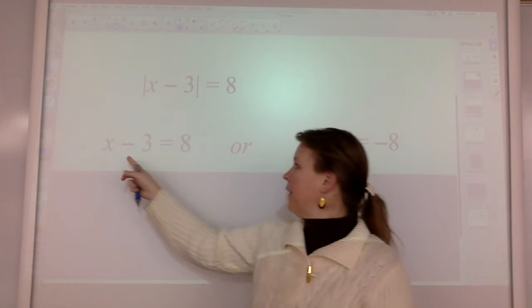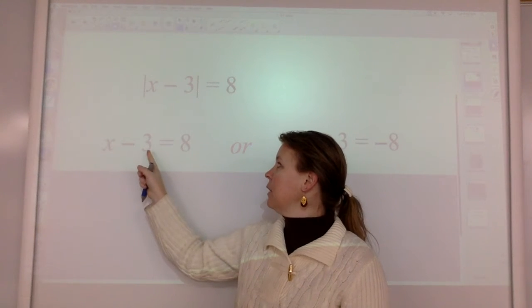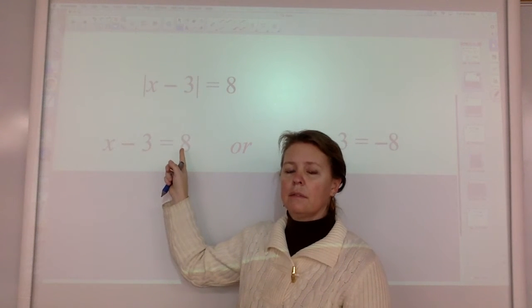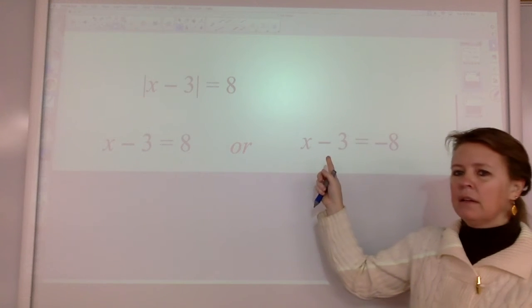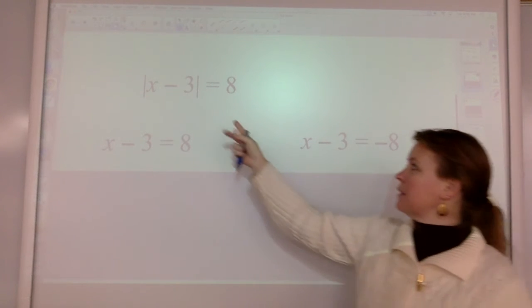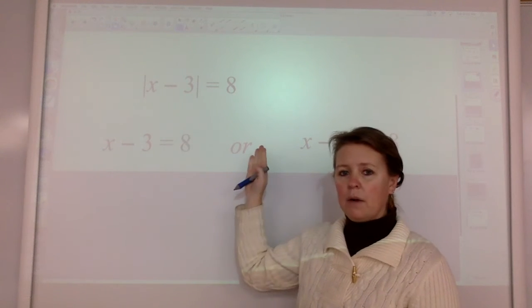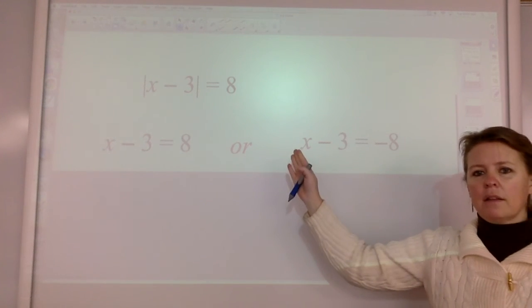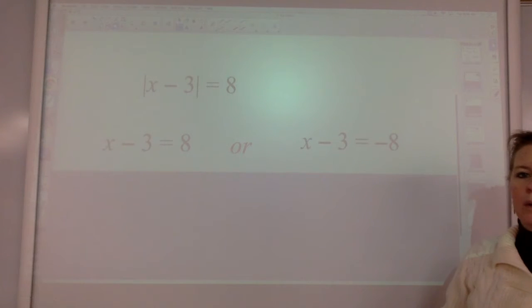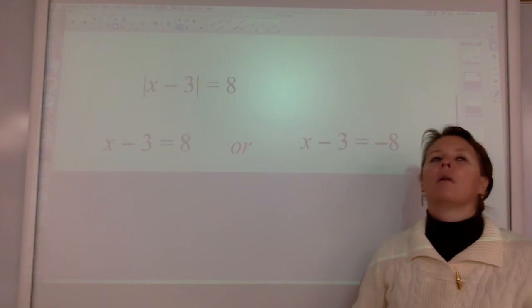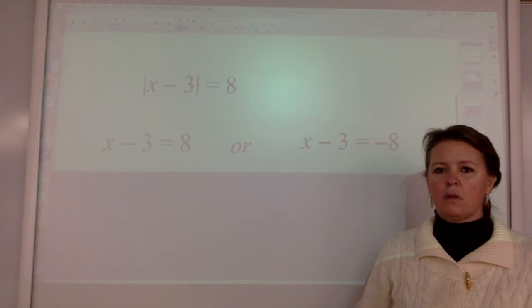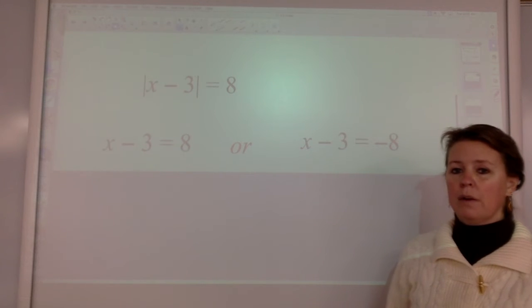You know that x minus 3 could be 8. But it could also be -8 because it says this distance is 8. You don't know if you went 8 to the right or did you go 8 to the left. You have to solve both equations. And now you're like, oh, great. You give us one problem and you have to do it twice every time. Yep, you have to do it twice.